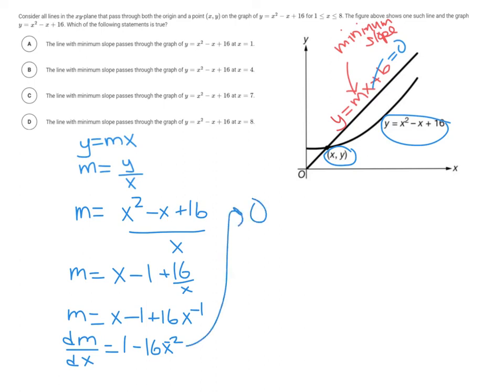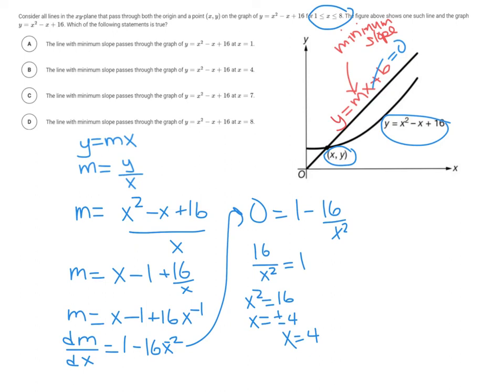The last step for these ones is to set your derivative to 0. I end up getting 16 over x squared is equal to 1, which gives me x squared is 16. In an equation, it's okay to have negative x values. However, we have a nice domain at the top that tells me that x is between 1 and 8, so the negative 4 is not going to work. So I just get x equals 4 is going to be my point where I have either a minimum or a maximum, but hopefully a minimum, because if it was a maximum, that means I did the problem wrong.